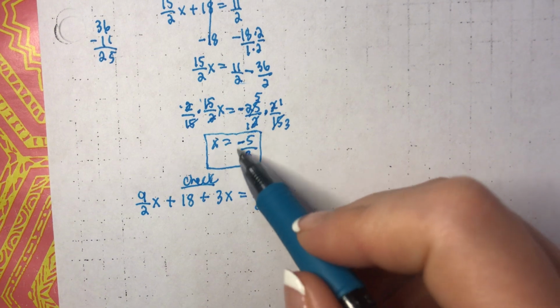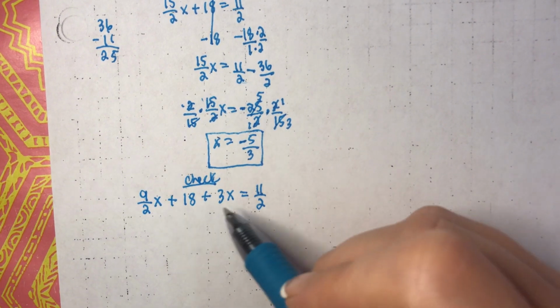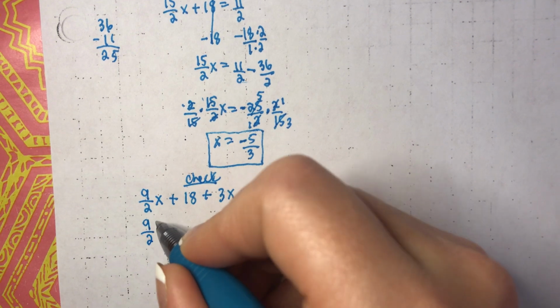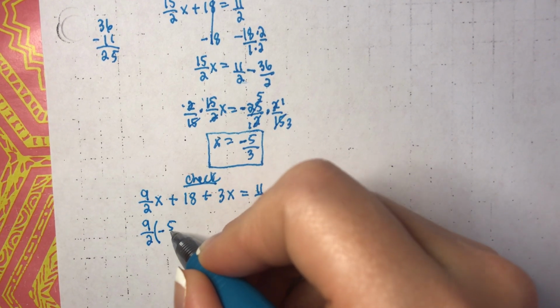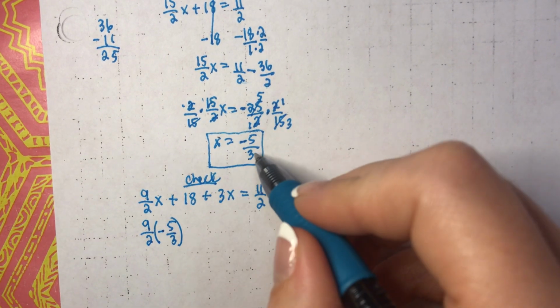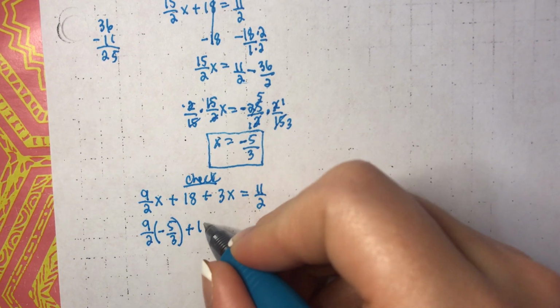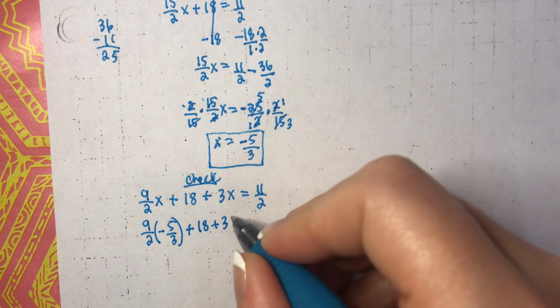Now we're just going to substitute this negative 5/3 in for x in both places. So 9 over 2 times negative 5/3. Remember, whenever you put that negative number in for a variable, you always put it in parentheses. Plus 18 plus 3.